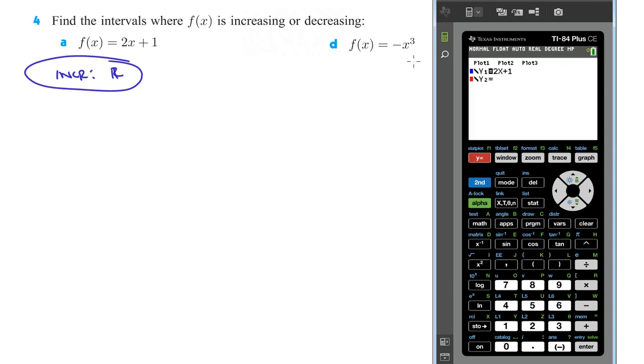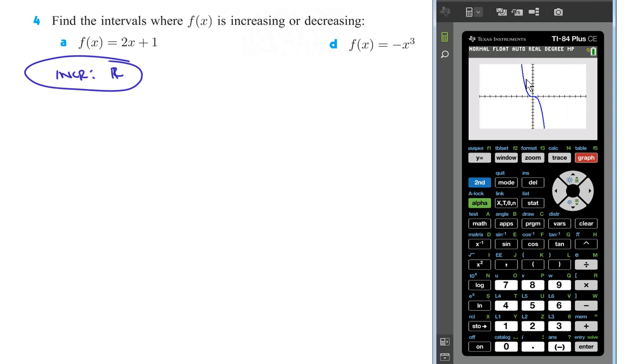So we'll do y equals, and now we'll do negative x squared, and then we'll delete that. No, x cubed, to the third. I think I might have messed that up. Let's try that again. Negative x to the third power. There we go. Okay, and we hit graph, and here's what our graph is going to look like.